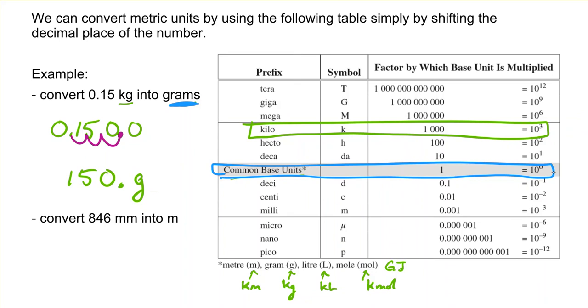The size of grams, 1 gram is way smaller than 1 kilogram. And so whenever we move from a large unit to a small unit, we've got to move our decimal place over so that we get a bigger number.